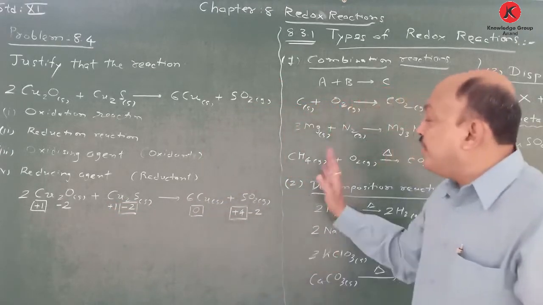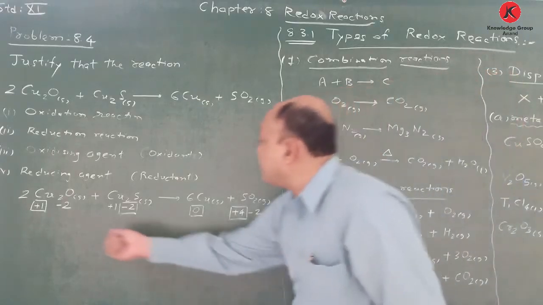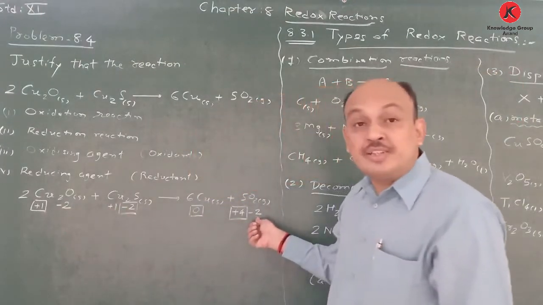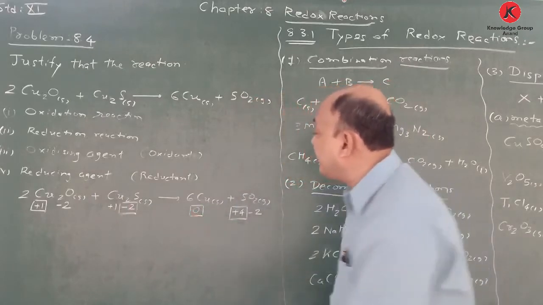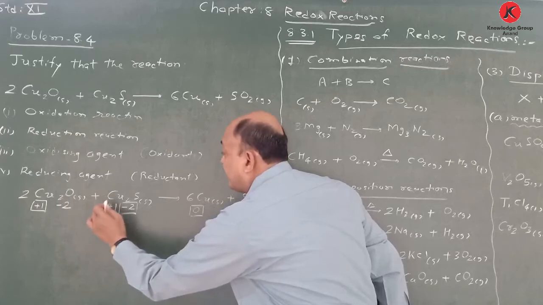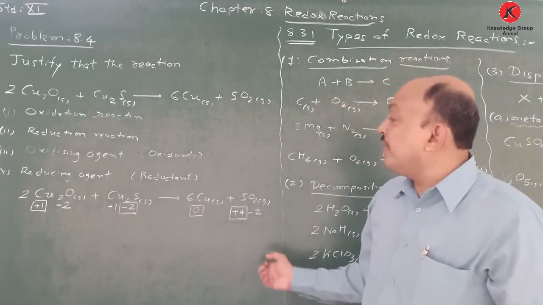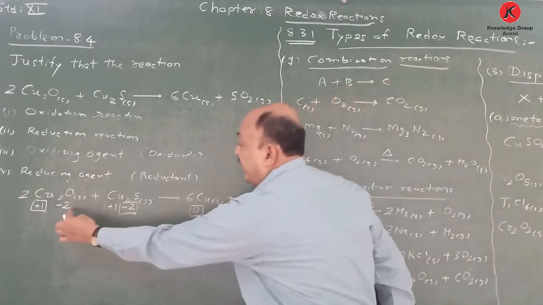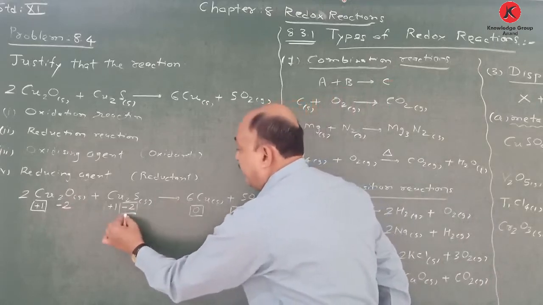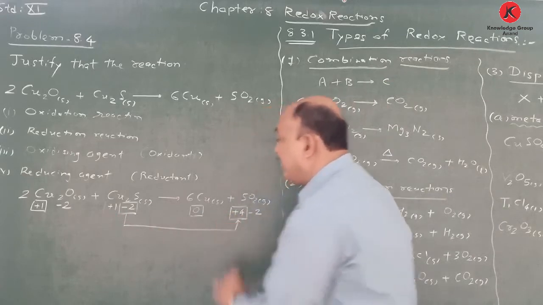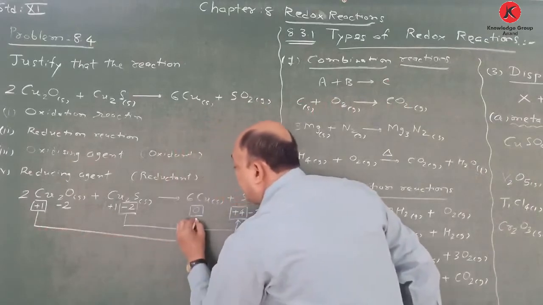Here, which one is the oxidation reaction and which one is the reduction reaction, you have to identify from this. Oxygen is -2, oxygen is -2, there is no change. Copper goes from +1 to 0, +1 to 0, so we consider this +1 to 0. The -2 of oxygen is cancelled out. But sulfur goes from -2 to +4, and copper is +1 to 0.